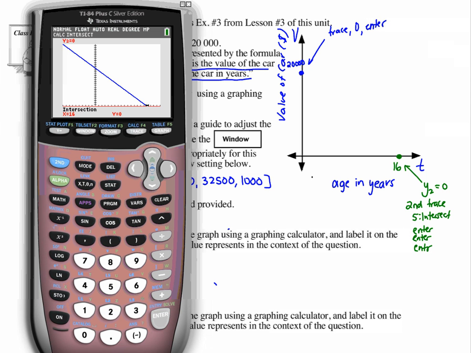16. Okay, so now, does it make sense to connect these dots? Think about the value of a car. Can it be decimal values? Yeah. Age in years. Can you have something for 2.5 years? Yes, so we are going to connect these 2 points.